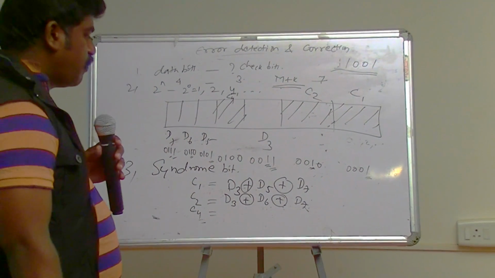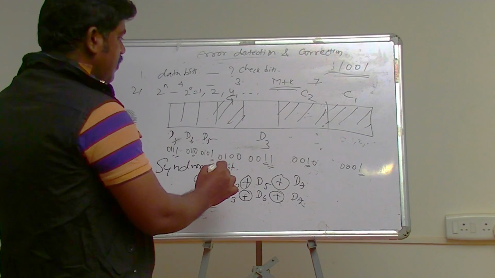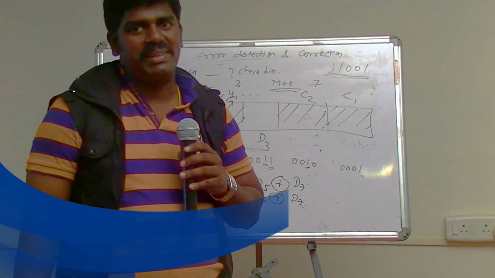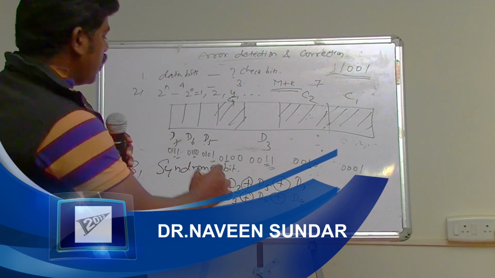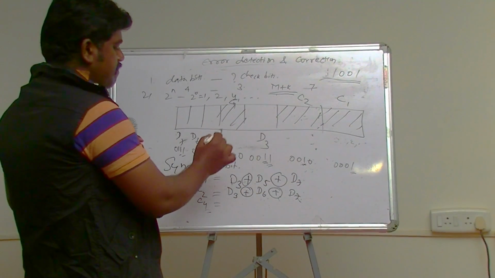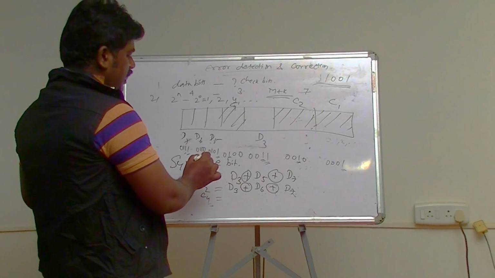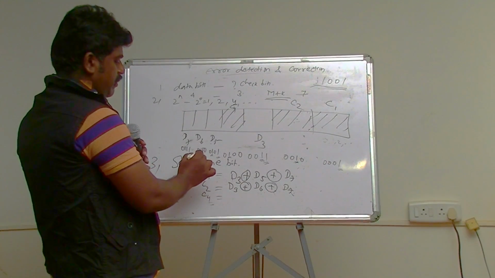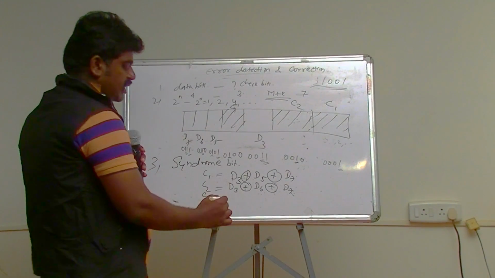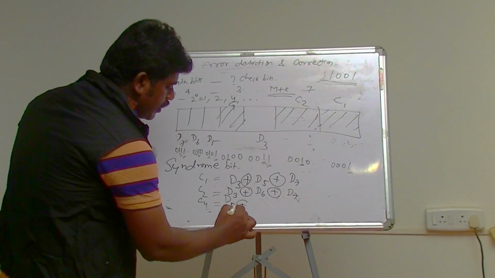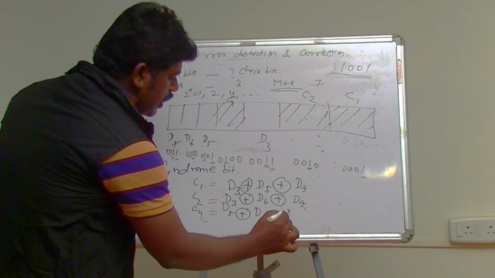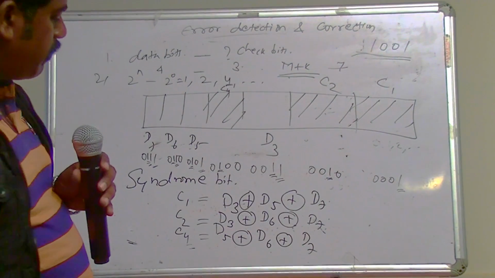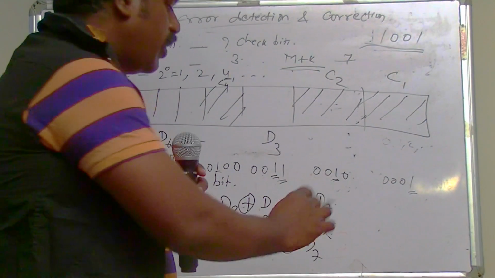Similarly, for C4, the third least bit is 1. So we find which data bits have the third least bit as 1. That is D5, D6, and D7. We have to consider D5, D6, and D7. D3 does not have a 1 there, so we leave D3. This is how we use the formula.